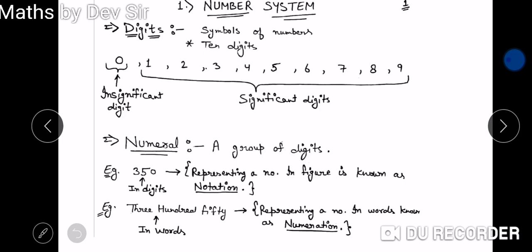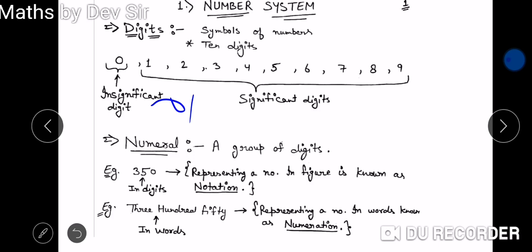So, what are digits? Symbols of number, means the symbols with which we denote numbers, are digits. And the number of digits is 10: 0, 1, 2, 3, 4, 5, 6, 7, 8, 9. These are 10 digits. 0 is known as insignificant digit. It means 0 doesn't have its value. Means if I am writing a number like 01, so in this there is no value of 0.